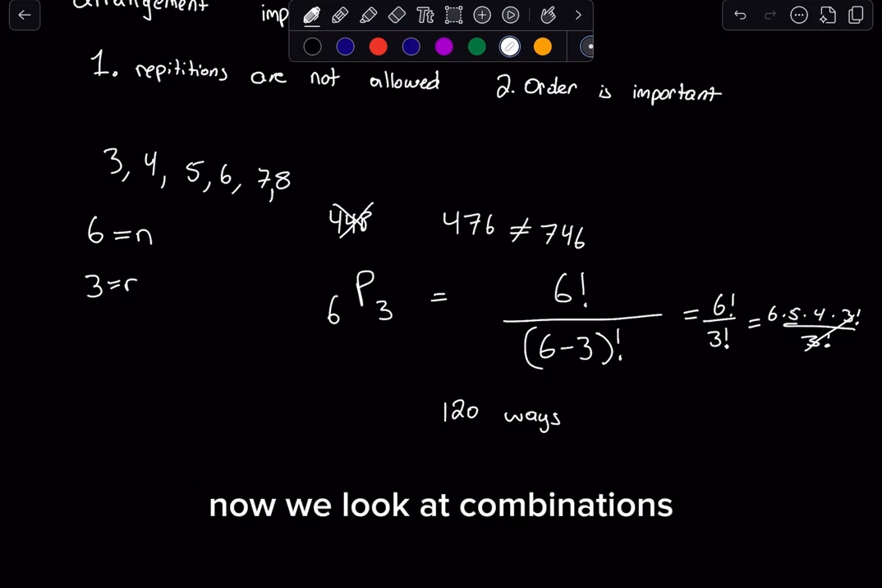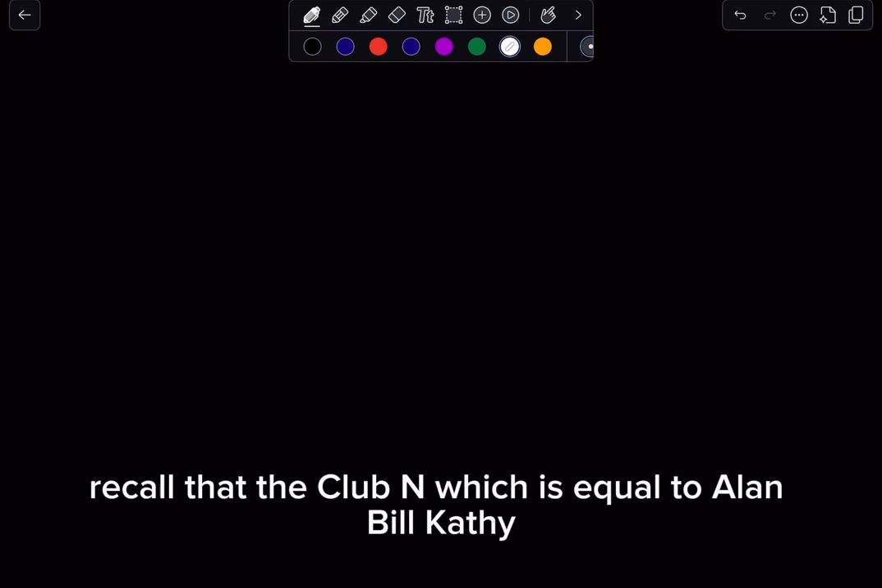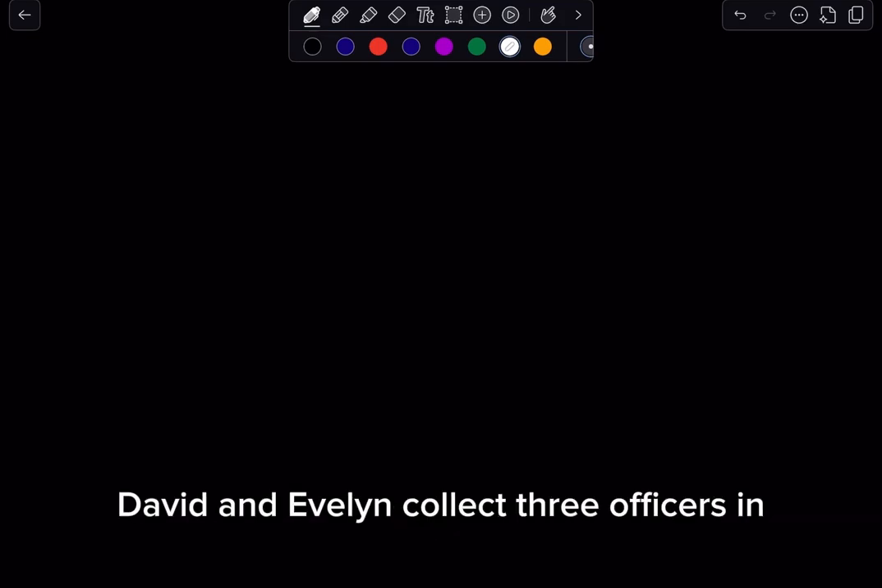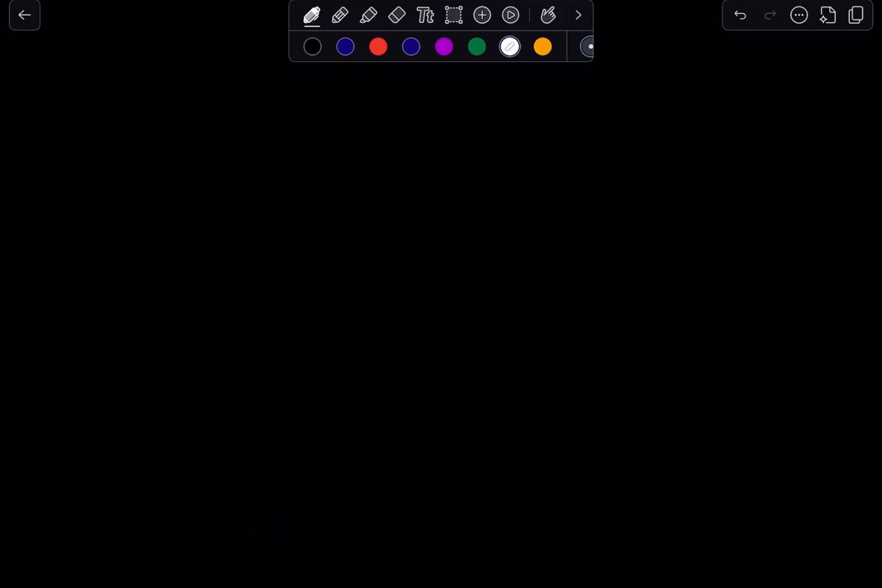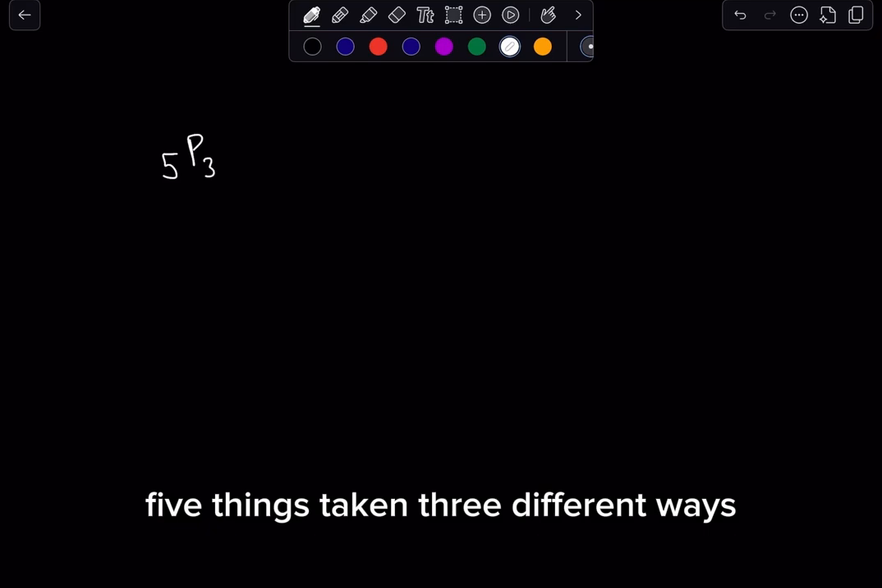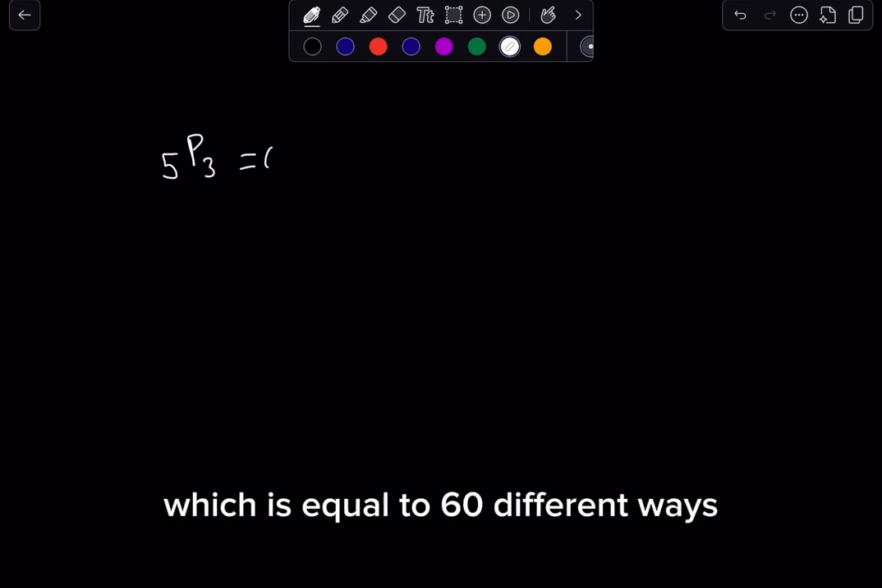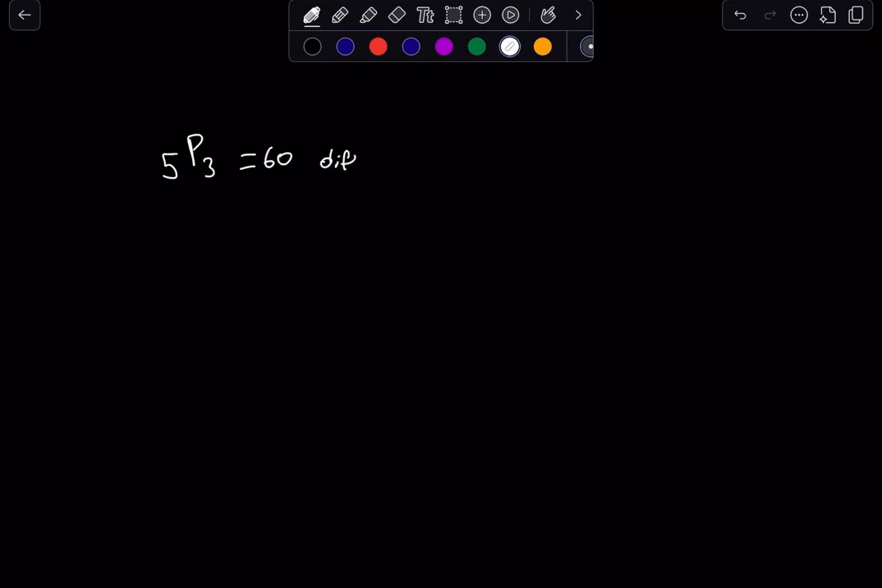Now we look at combinations. Recall that the club, which is equal to Alan, Bill, Kathy, David, and Evelyn, could elect 3 officers in 5 things taken 3 at a time different ways, which is equal to 60 different ways.